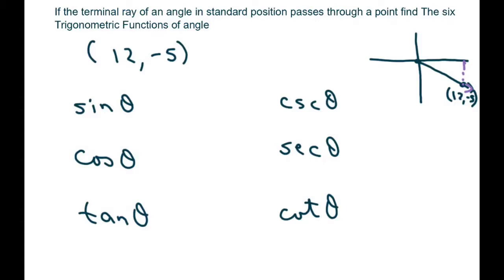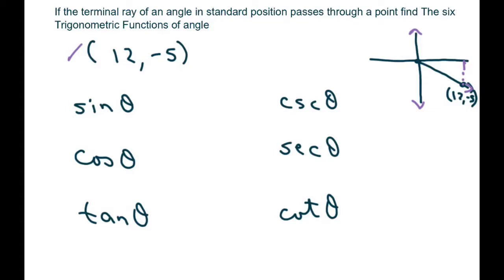I'm doing 4 problems here. It states that the terminal ray of an angle in standard position passes through a point. I sketched a graph on this first one. The first point we're going to do is (12, -5). We have to find the 6 trigonometric functions of our angle, theta.